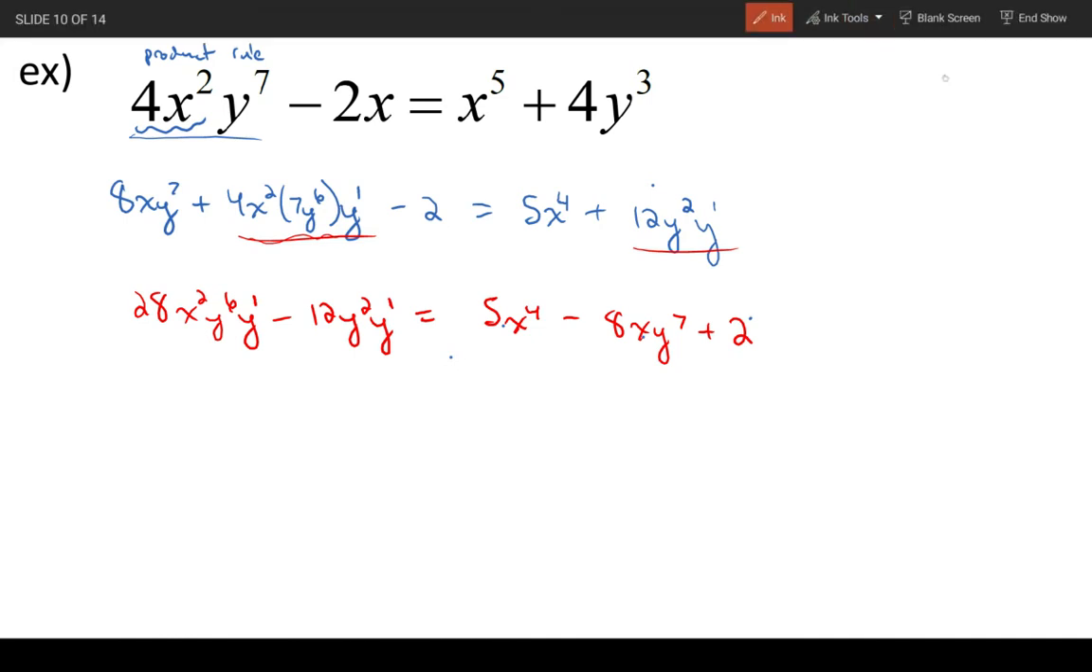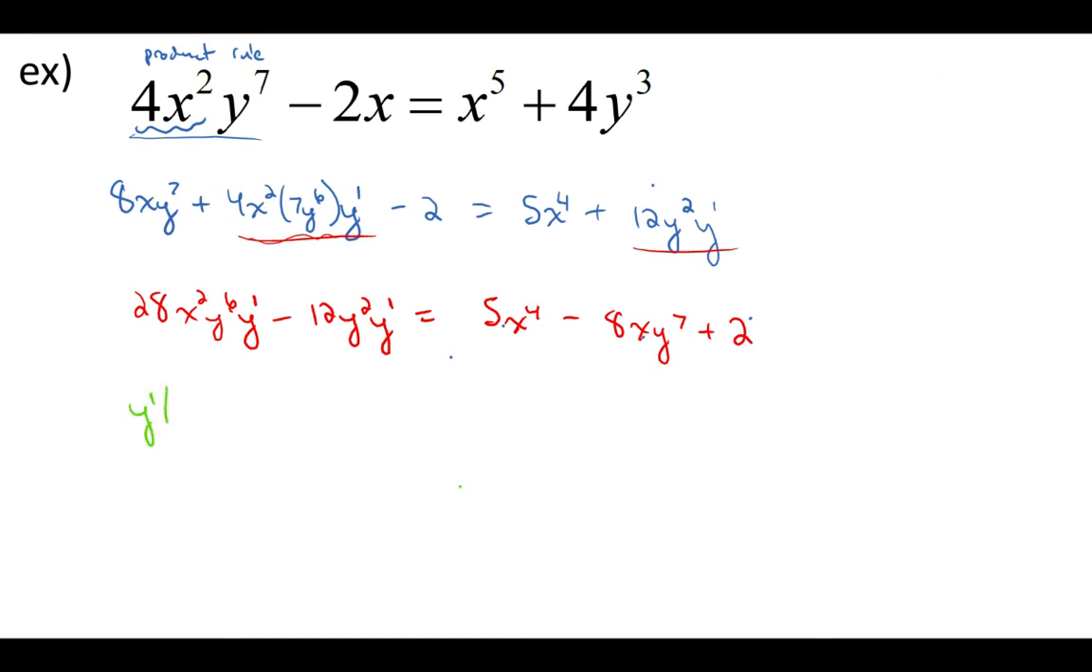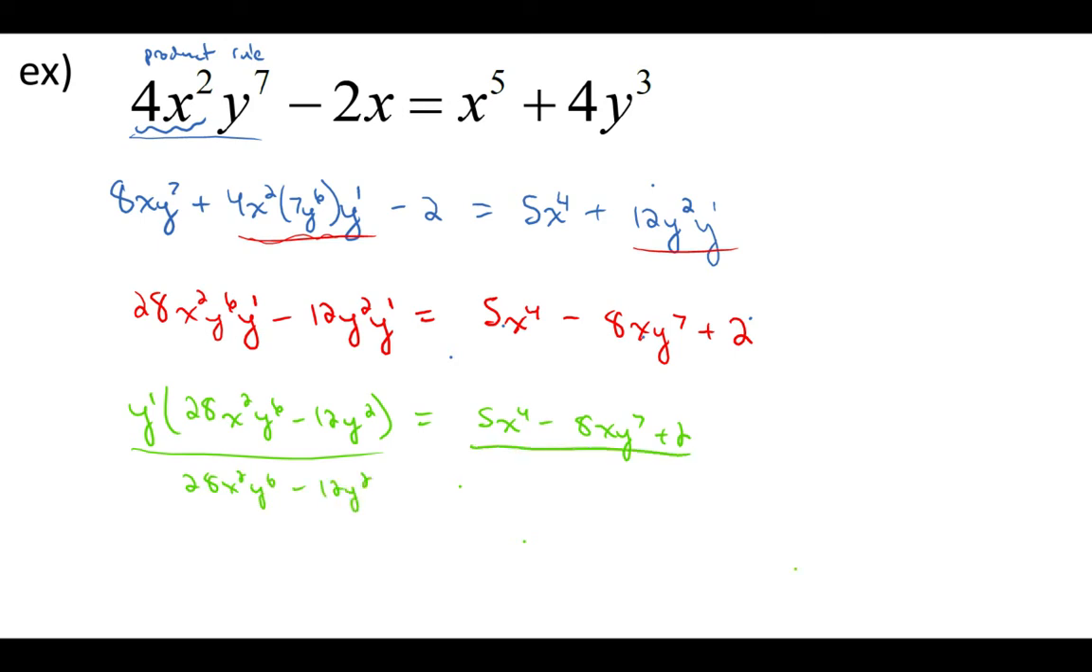Now I'm going to factor out the y prime. So we're left with 28x squared y to the sixth minus 12y squared equals 5x to the fourth minus 8xy to the seventh plus 2. And then I know I'm going to divide on both sides by this 28x squared y to the sixth minus 12y squared on both sides.